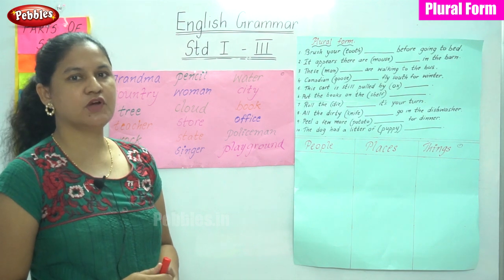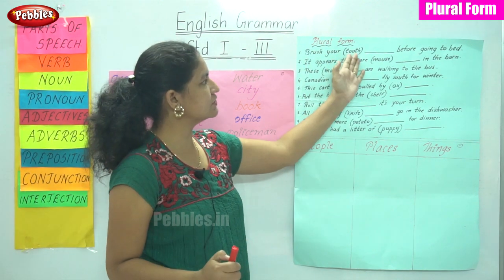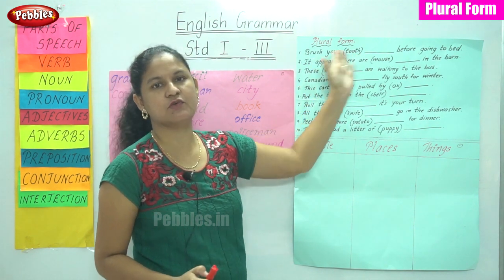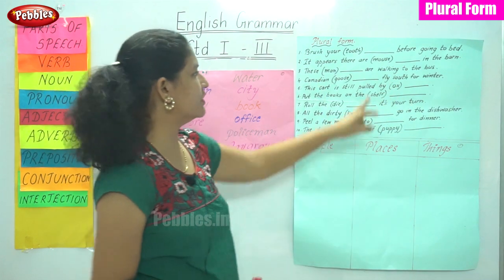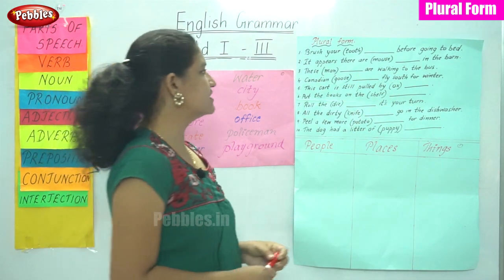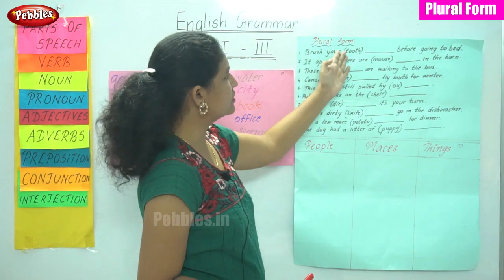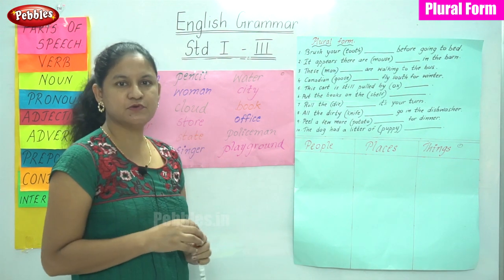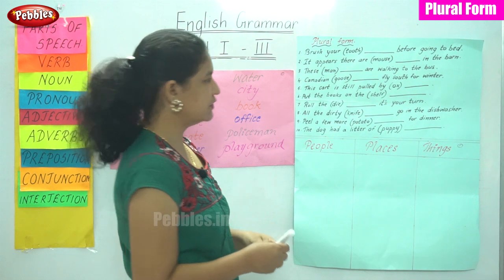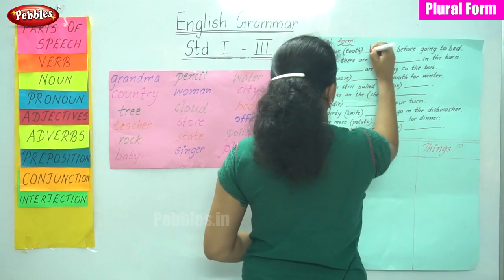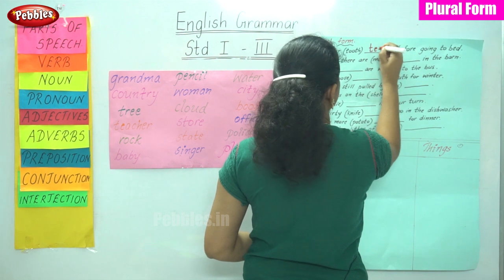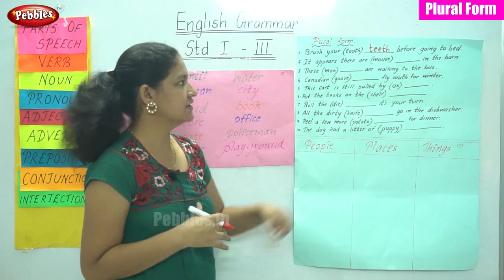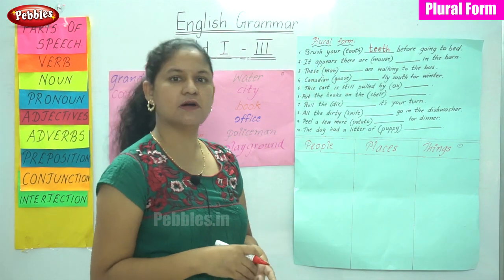So next again we are going to convert it into the plural form. We have certain words written in brackets and we are going to write the plural form of the words in the blanks. The first sentence is: brush your tooth dash before going to bed. What is the plural form of the word tooth? The plural form is teeth. You don't brush your tooth but you brush your teeth. So brush your teeth before going to bed.